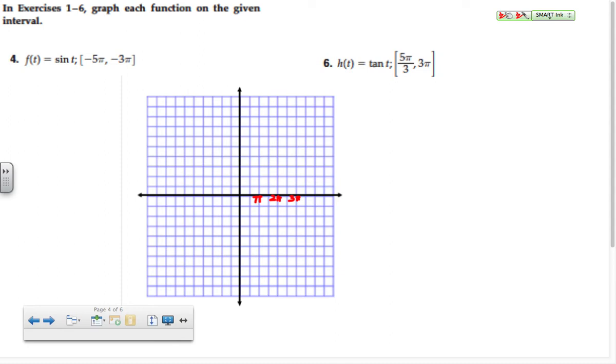Now, it wants me to graph it. Oh, I don't even need to go that way. It wants me to graph it from -5 pi to -3 pi. So if I'm doing every other line, so this is -pi. It's really hard to see on this, I'm sorry.